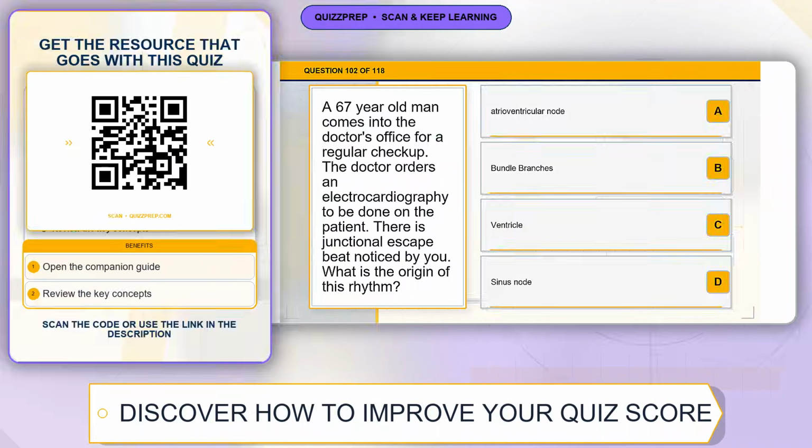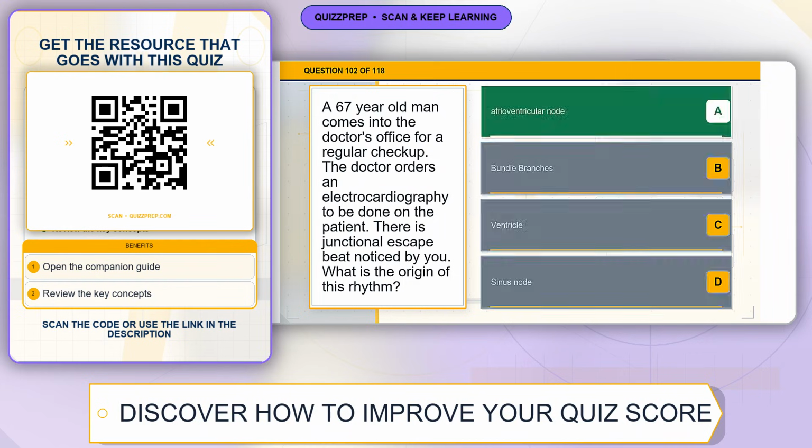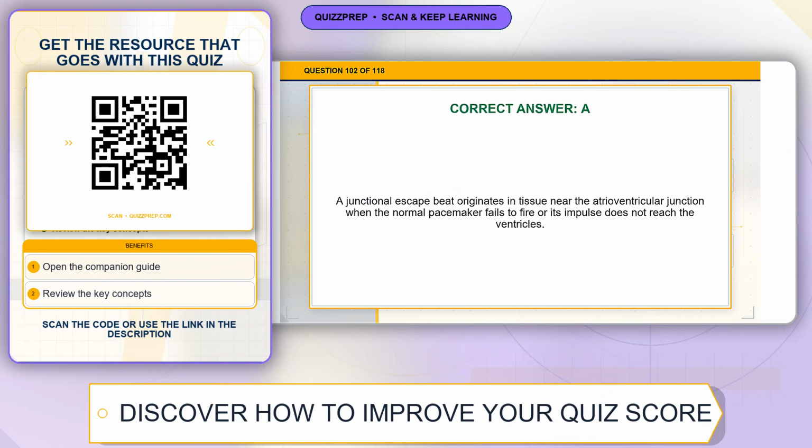Question 102. A 67-year-old man comes into the doctor's office for a regular checkup. The doctor orders an electrocardiography to be done on the patient. There is junctional escape beat noticed by you. What is the origin of this rhythm? Option A, atrioventricular node. Option B, bundle branches. Option C, ventricle. Option D, sinus node. The correct answer is option A, atrioventricular node. Explanation: a junctional escape beat originates in tissue near the atrioventricular junction when the normal pacemaker fails to fire or its impulse does not reach the ventricles.